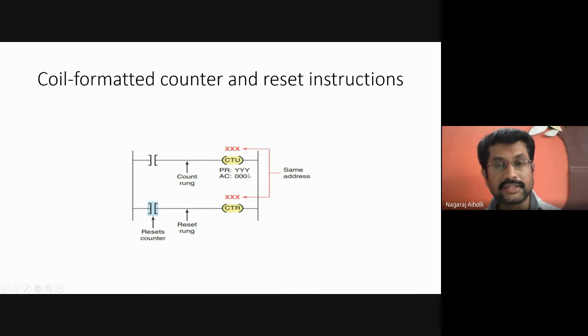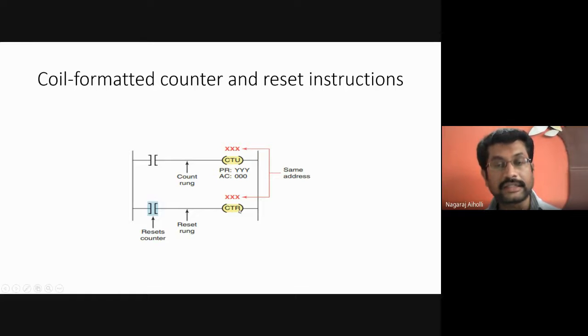Here the preset value is whatever is given, and the accumulated value is 0. It will start to count from 0, 1, 2, 3, 4 like this until the accumulated value becomes equal to the preset value. Then once we want to activate the reset instruction, suppose I want to make the value 0. So what is done? I will operate this contact. This is the contact which I am using in rung 2 for resetting the counter.